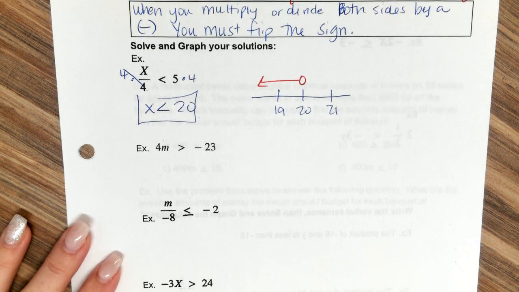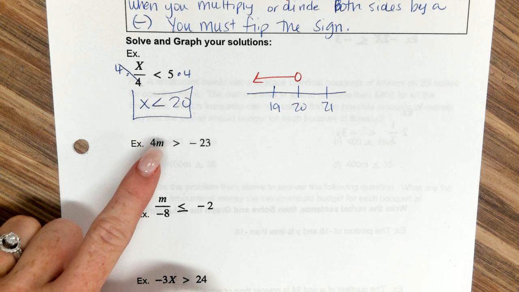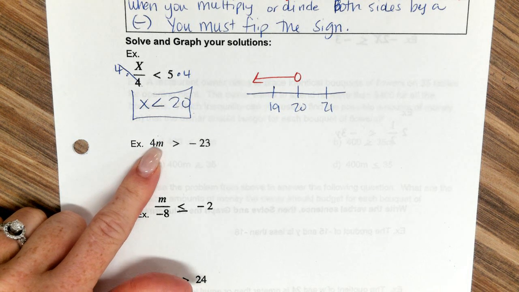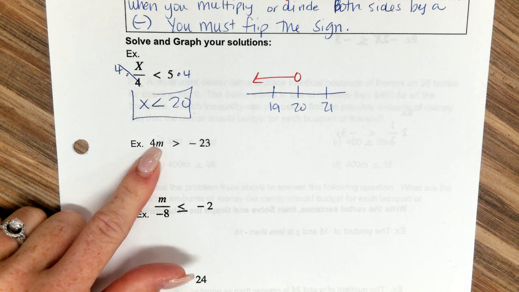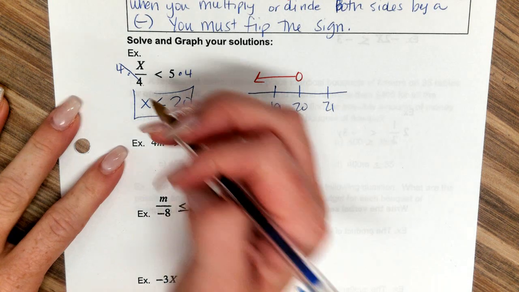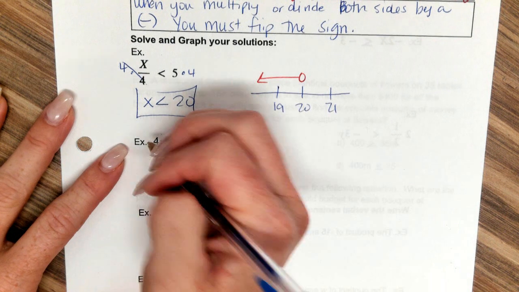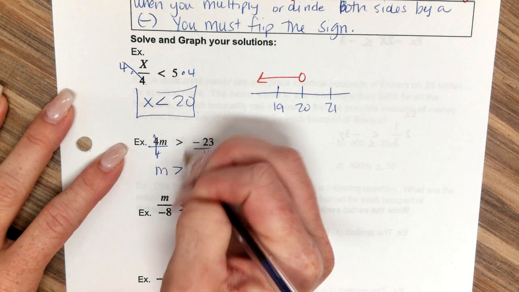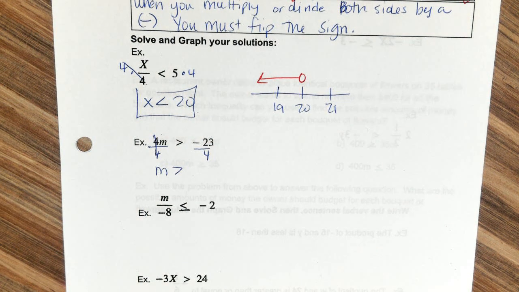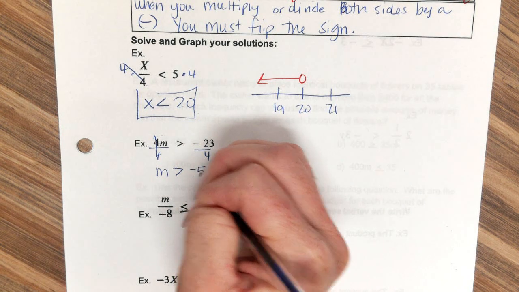Look at the next example. Does it have a coefficient that's negative? That means I'm not going to flip the sign. I'm going to divide by 4, which is dividing both sides by a positive, which leaves me with my sign of greater than. And negative 23/4 is negative 5.75.